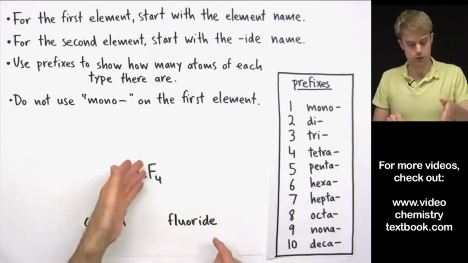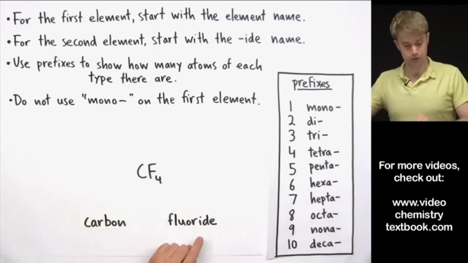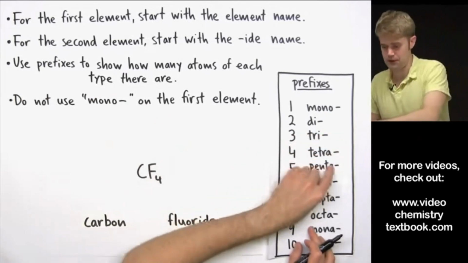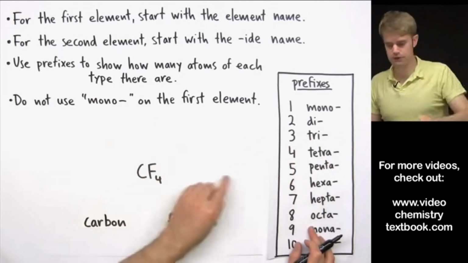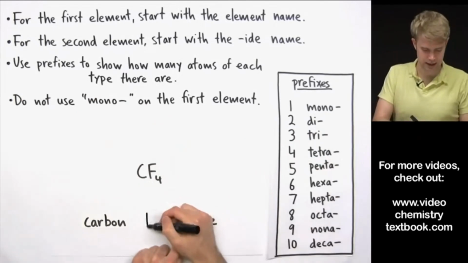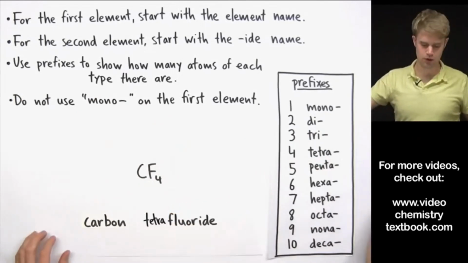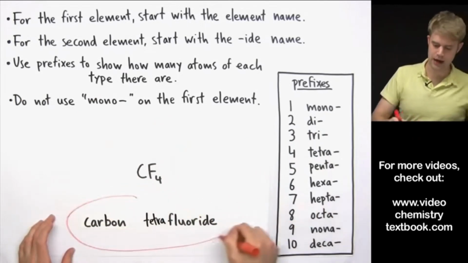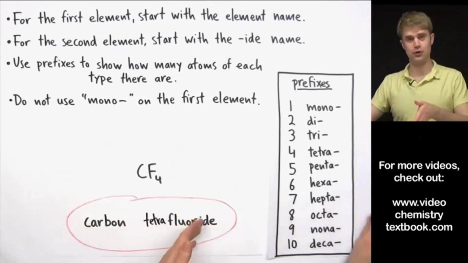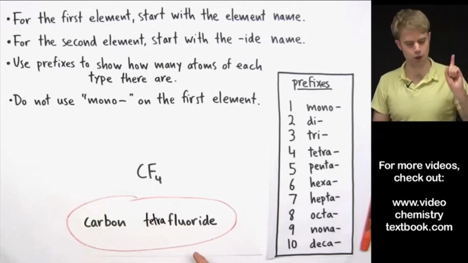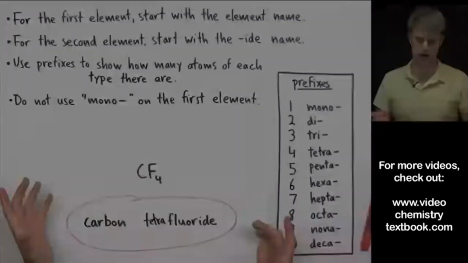And then for fluorine here, in front of fluoride, I'll put the prefix just like I would any other time. So I have 4 of these fluorines, so I'm going to call it tetrafluoride. So carbon tetrafluoride, not monocarbon tetrafluoride, just carbon tetrafluoride is how we name this, because if you got just 1 of the first element, you don't use anything.